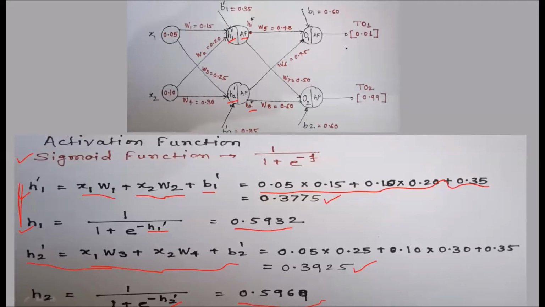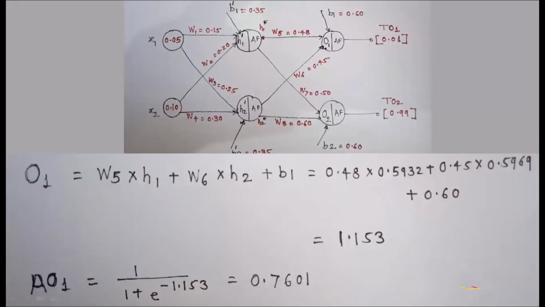So till now we have computed H1 and H2. These two values we have got. This H1 and H2 are actually the inputs to the output nodes O1 and O2. So in a similar way, we can find O1 and O2, and the output of these nodes. So go to the next step. First we will find O1.